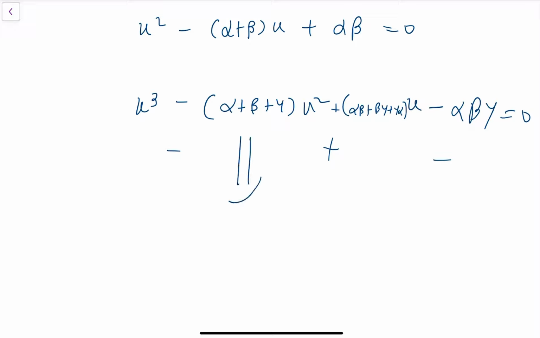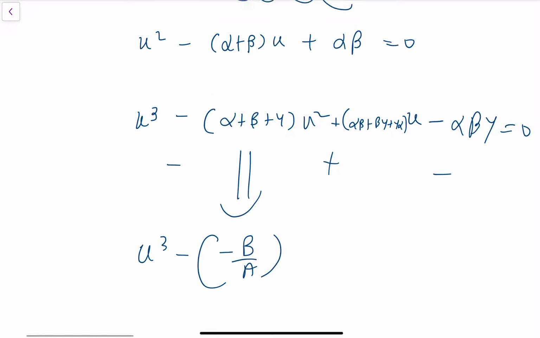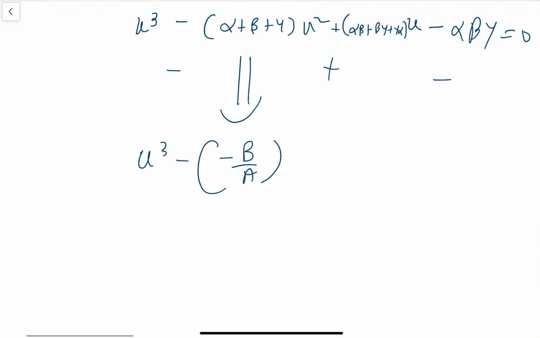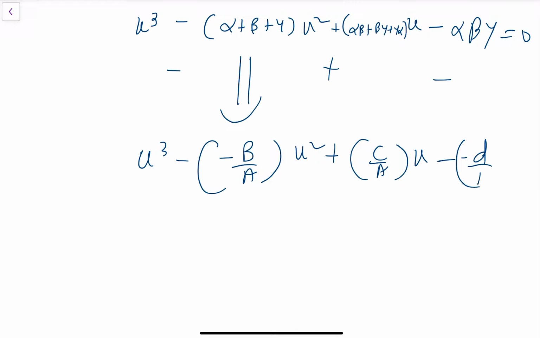What can we write this also as? X cube minus b by a, because we have described these relations here. So this is x cube minus b by a x square plus c by a x minus d by a is equal to 0. Because these we have found out in the previous expression. So this is how, if roots are given, you can form the cubic equation. Very important way to calculate.